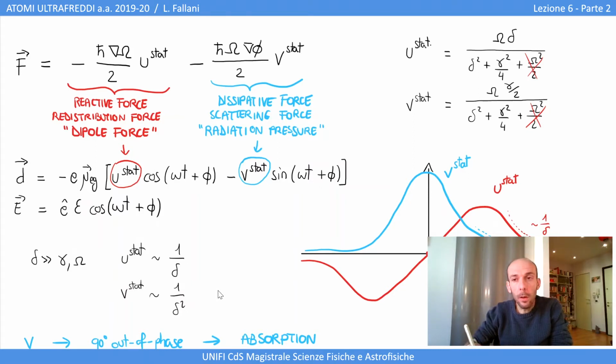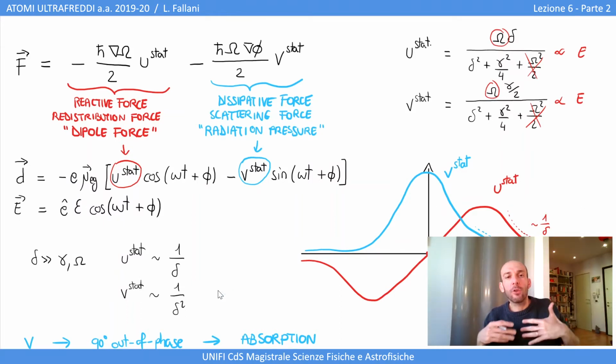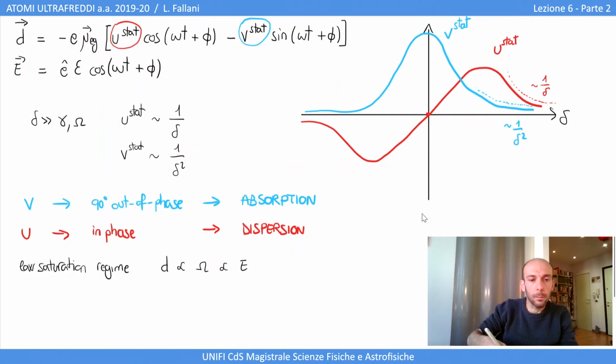And so this in turn implies that both u and v are proportional to omega, and in turn they are both proportional to the electric field. So the electric dipole is proportional to the electric field. This is the regime of linear interaction, so when saturation is not important. We can express this proportionality by introducing the atomic polarizability alpha.